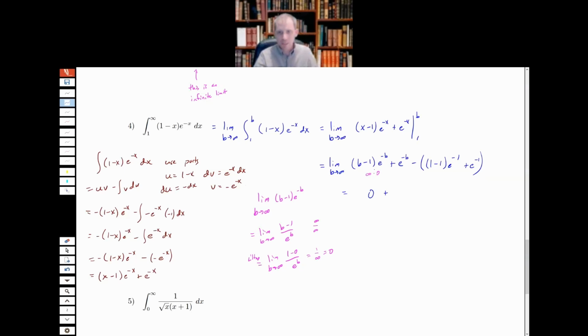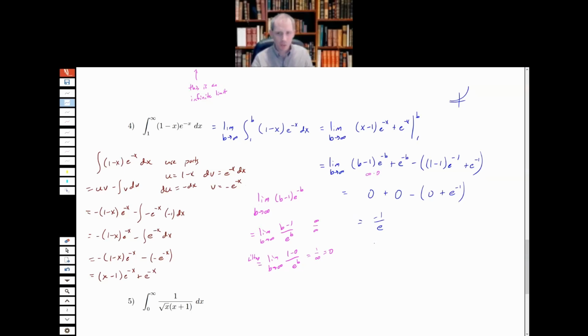Okay, so this portion here we said was 0. e to the negative b, as b goes to infinity, remember my exponential function, b is going to infinity, but it has a negative on it. So as I go to negative infinity, the output is going to 0. 1 minus 1 is 0. Okay. e to the negative 1 I can write as 1 over e. So this is negative 1 over e. There wasn't a second piece here, so that's it.